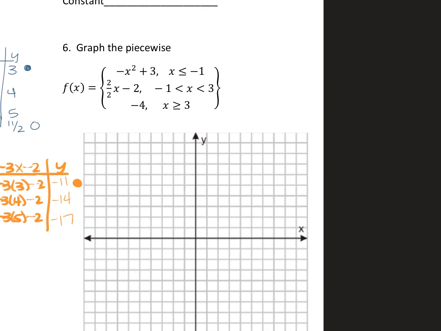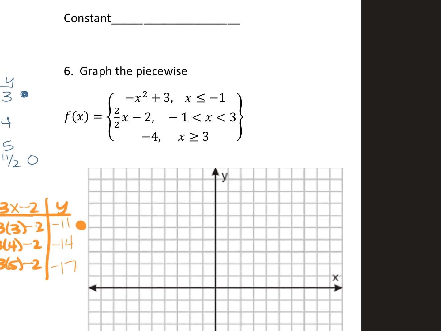So if we look at number 6, just for the piecewise function, f of x is equal to negative x squared plus 3 when x is less than or equal to negative 1. f of x is equal to 2 over 3 x minus 2 when negative 1 is less than x, which is less than 3. And then f of x is equal to negative 4 if x is greater than or equal to 3.